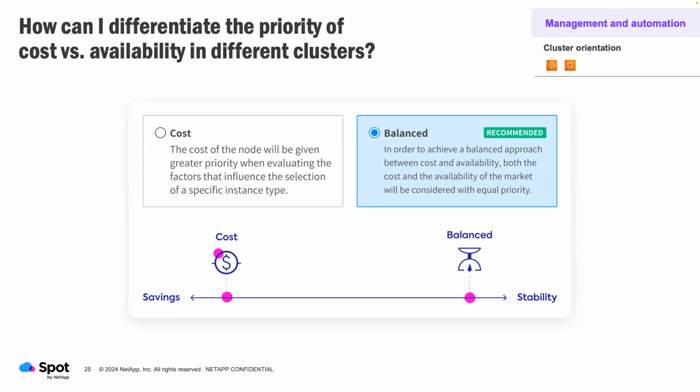If we choose a balanced approach for our production clusters, it just means that we're prioritizing a bit of runtime because we want to minimize the interruptions to our clusters. Again, making sure that the clusters are up and available for all the workloads that are running on them.